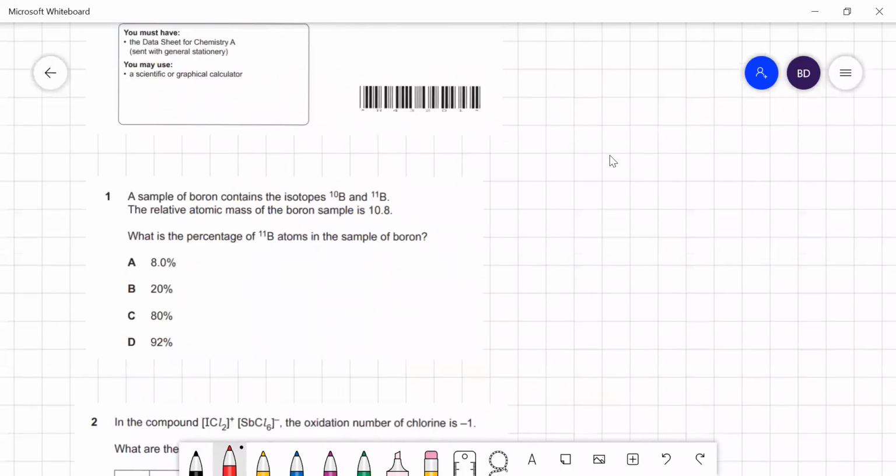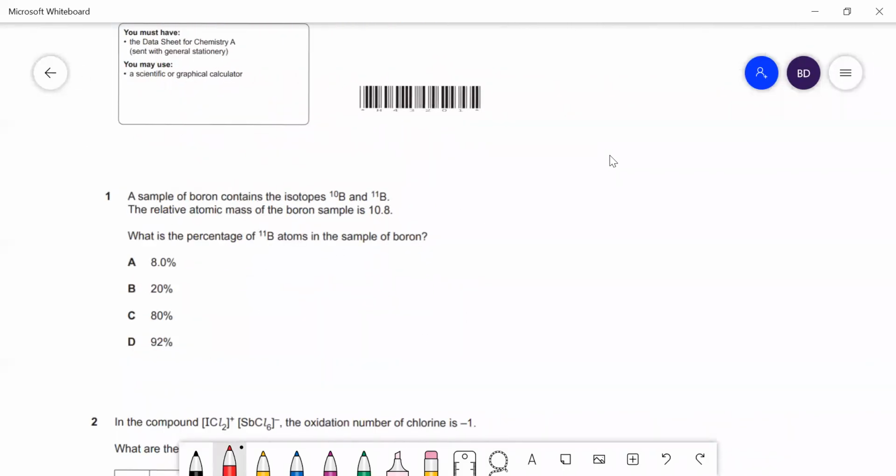You've got a sample of boron, which contains the isotopes 10B and 11B, and the relative atomic mass is 10.8. Right, so we need to do this quite quickly. Rather than work it out from scratch, what I would suggest is, 10.8 is much closer to 11 than 10. So that means you've got a lot more of the 11 isotope. So that means it's got to be either C or D. I think it's C. Let's just try C.